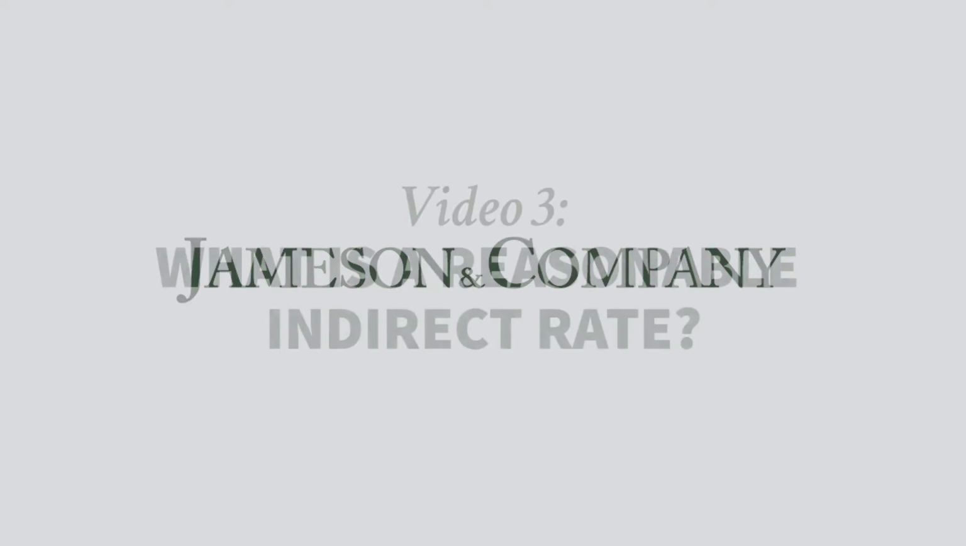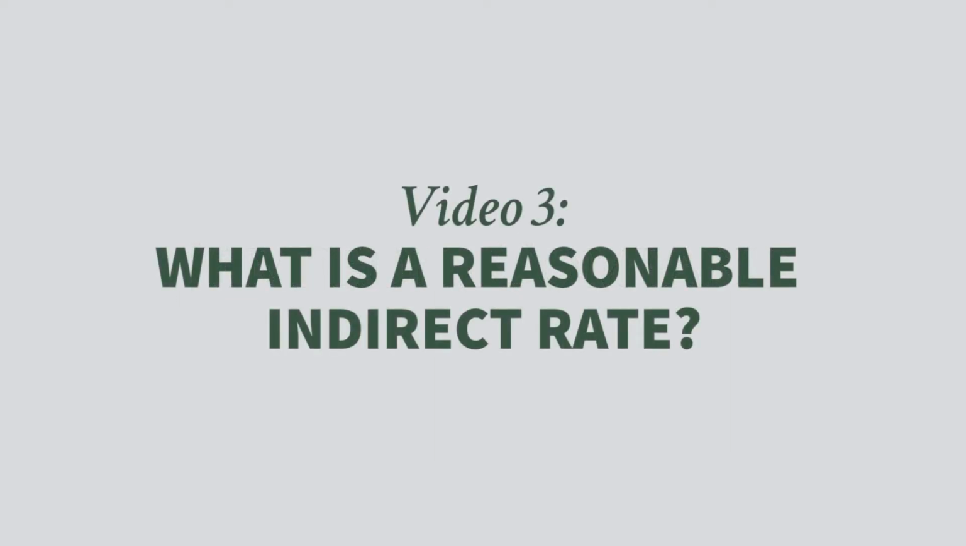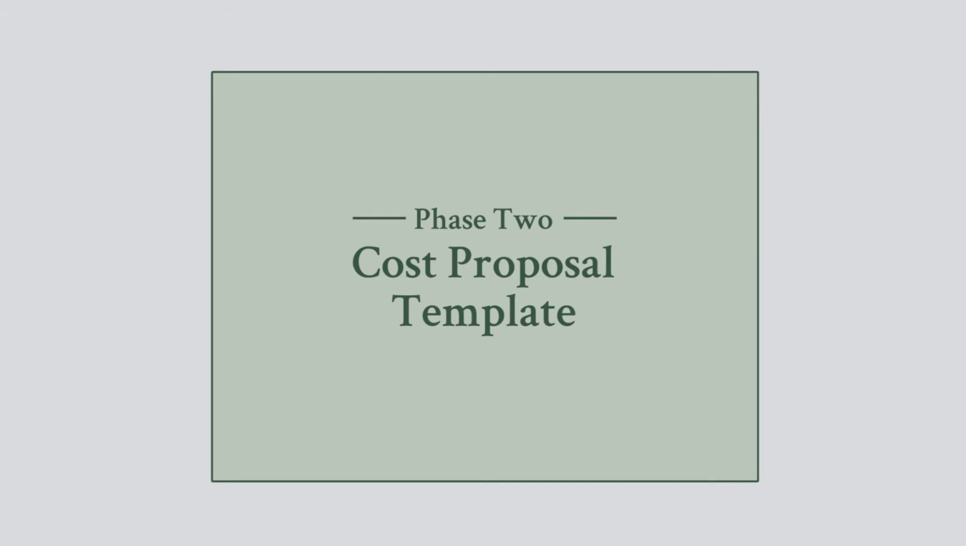So let's talk about how to actually project an indirect rate. So you say after the conference, hey Ed, I'd like you to help us with our phase 2 cost proposal. We're going to send you this template. This template has 3 tabs: labor input screen, other cost input screen, and a rate calculation. So the resulting output is the 3rd tab.